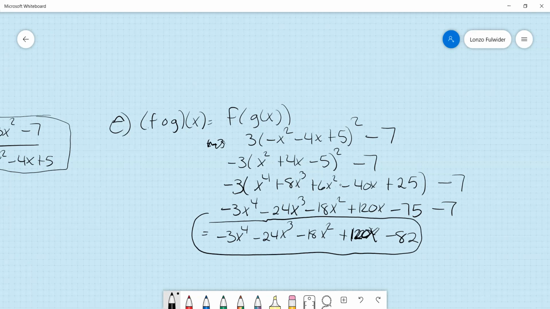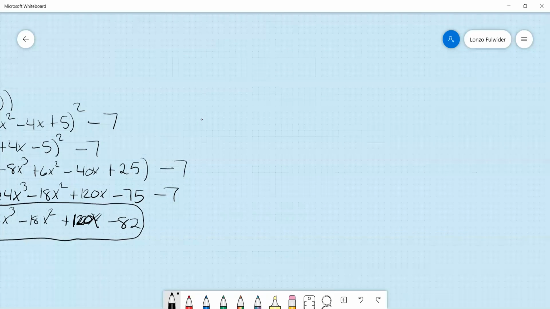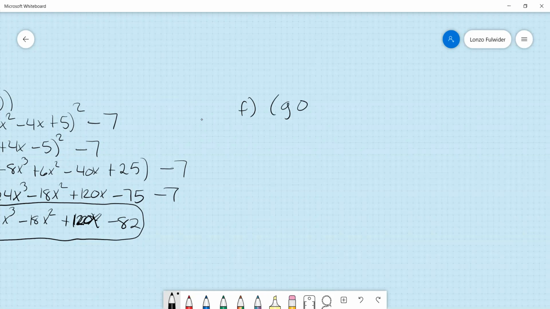Now it's like going backwards. Now it's g of f. So this is what F says. You've got to find g of f. Now it's not the same thing as this one. So g of f is equivalent to saying g of f of x.